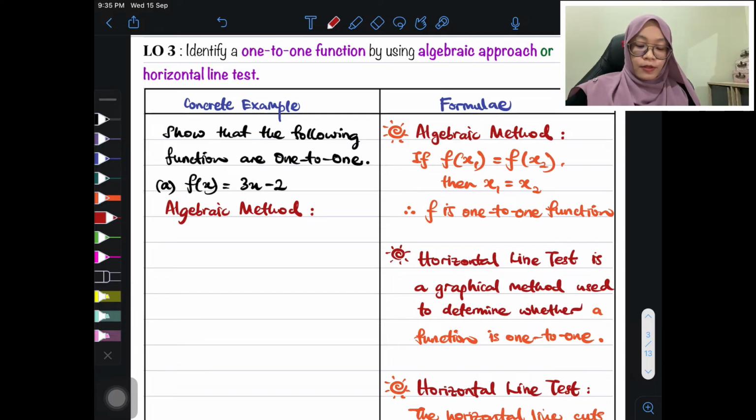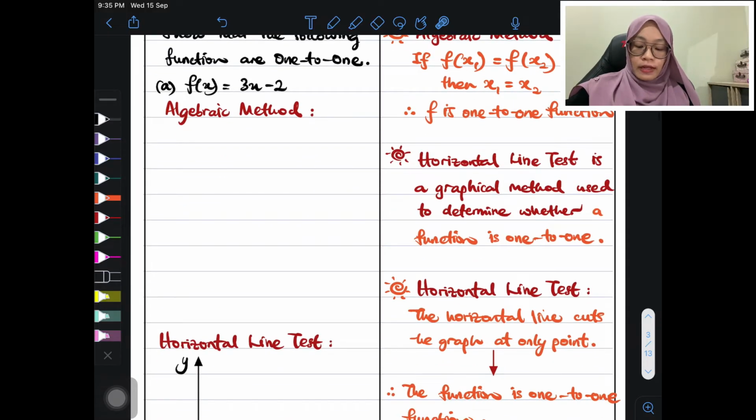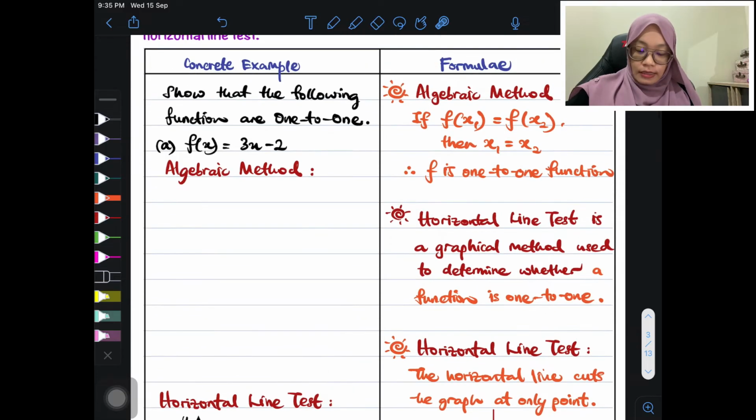The first example over here shows that the following function is a one-to-one function. Now it is very specific. One-to-one function questions appear a lot in PSPM and tutorial questions. Okay, so now let's start with the algebraic method. I will show two methods: one is the algebraic method and the other is the horizontal line test. The algebraic method is very easy.